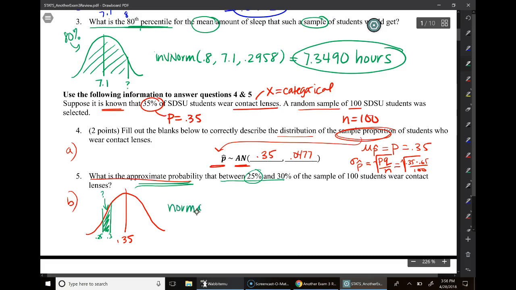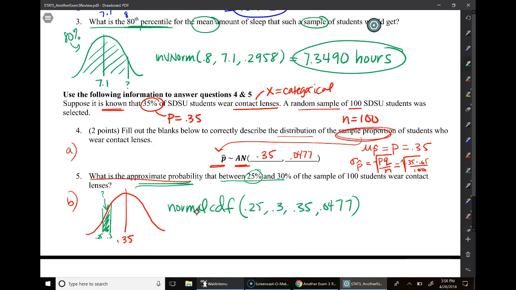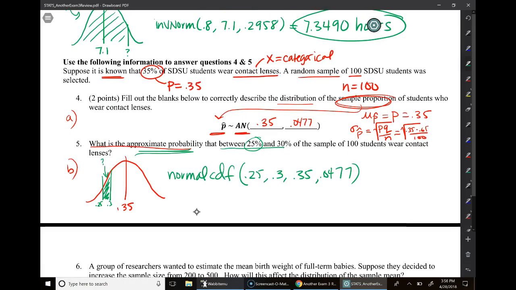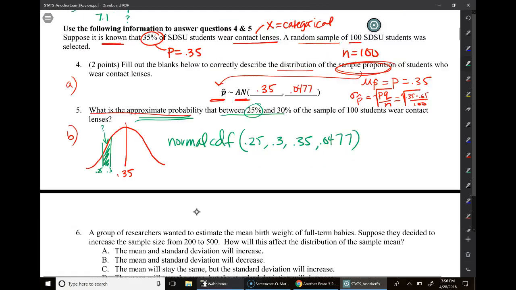And remember, part A, describe the distribution. Part B, normal CDF: lower, upper, mean, standard deviation. And I'll be lazy and not calculate this one. But that pretty much sums up the free response versions you're going to see from part 6 and part 7.